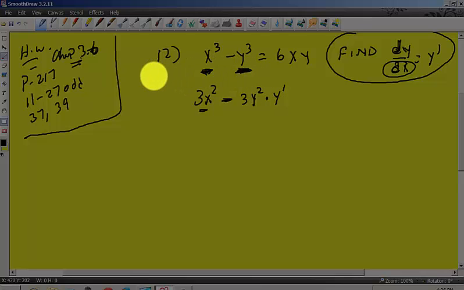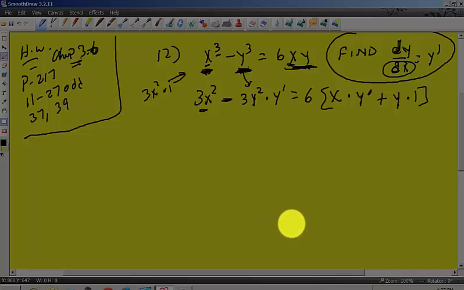When you think about it, that's really 3x squared, which is the derivative of the outside, and then take the derivative of the x, which is 1. But when you apply the chain rule for this one, you're going to get y prime, not 1. And then when you go over here, 6 is just a coefficient. I'm just going to move that to the outside, get it out of the way, put some brackets. Here's a product rule. First times the derivative of the second. Every time you take the derivative of y, you have to get a y prime. Plus second, which is y, times the derivative of the first, and the derivative of x is 1. So that's done.